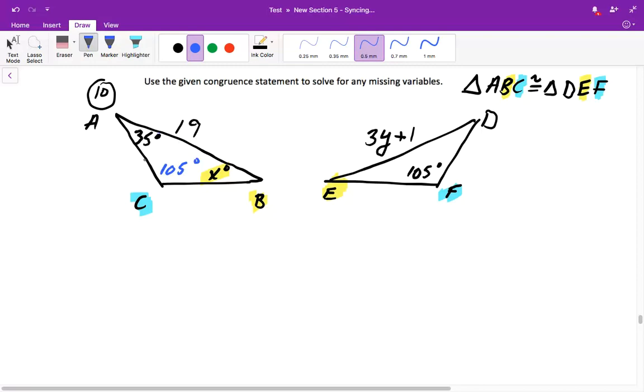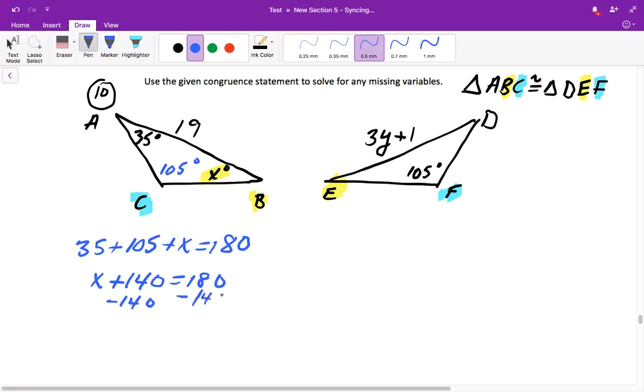So now I look here and I see, okay, I have 2 angles that are provided for me and one missing one. I know a triangle adds up to 180 degrees, so I can go ahead and do 35 plus 105 plus x is equal to 180 degrees. So x plus 140 is equal to 180. I got the 140 by just adding 105 and 35. Subtract the 140, so x is then equal to 40 degrees. All right, so sometimes it's not just flat out provided, oh, this is equal to this. Sometimes you might have to do a little bit of work.